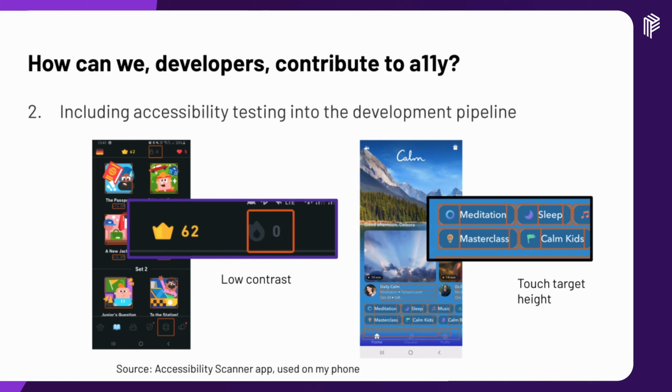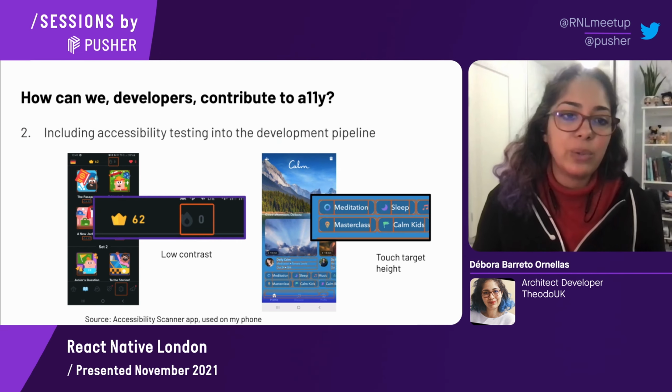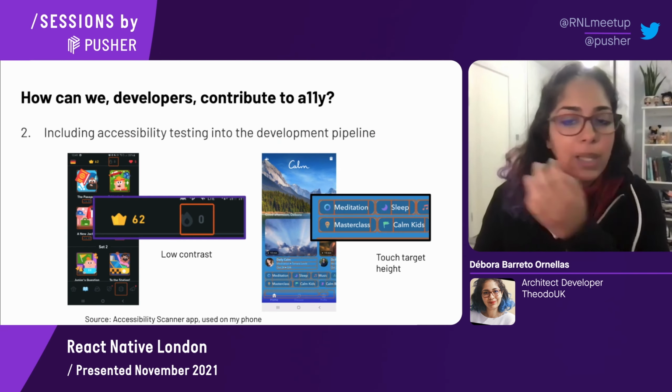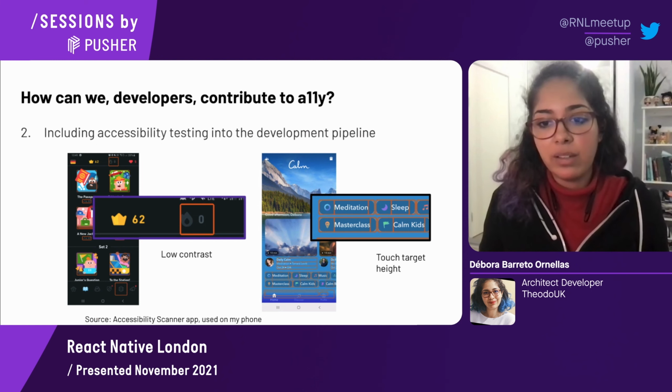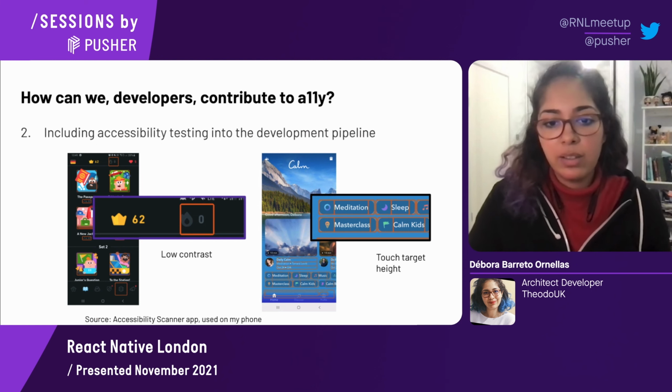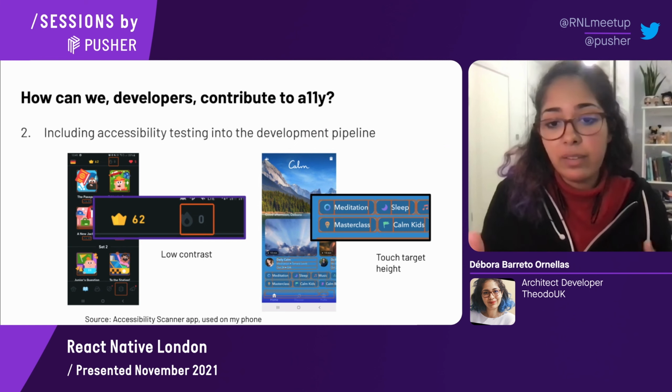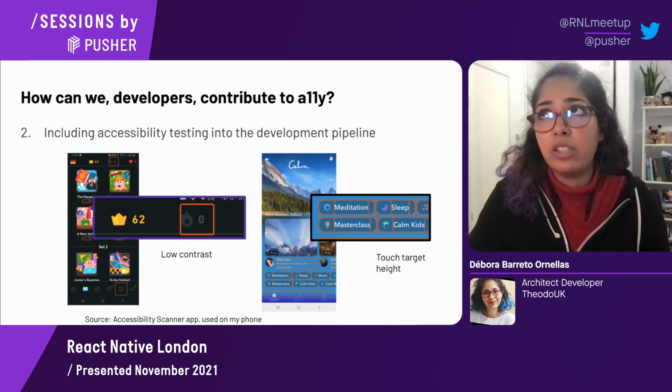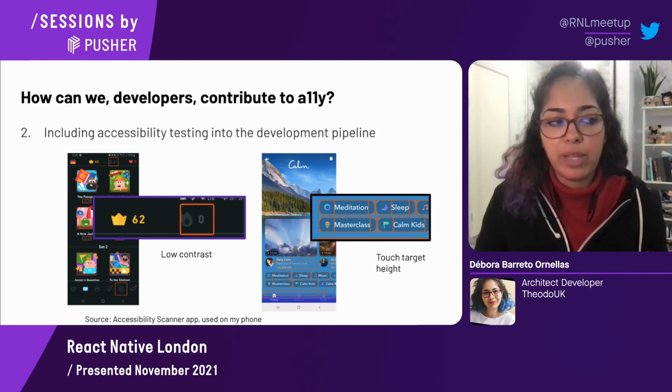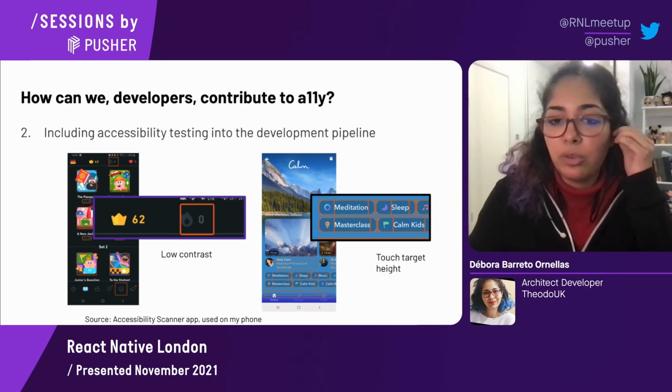I don't want to throw any of them under the bus, it's just to show how even well-established and loved apps can benefit from quick-win fixes. So Duolingo had a low contrast icon, and Calm could increase the height of the touch target. And this is something you can use Accessibility Scanner for if your app is already installed. Even if it's in the development phase, if you can install it on a physical device, you could use it right away.